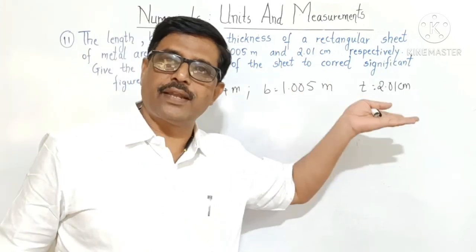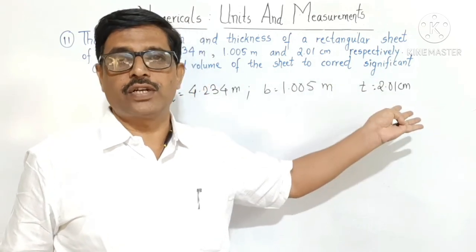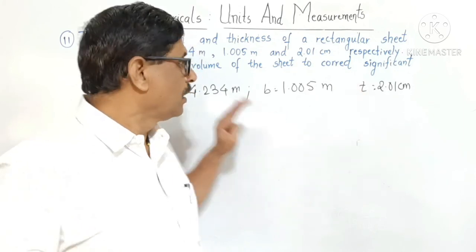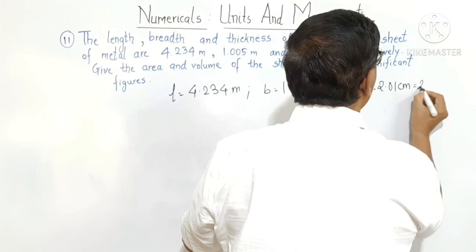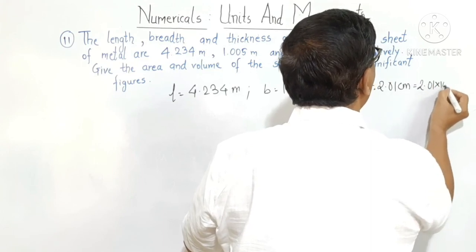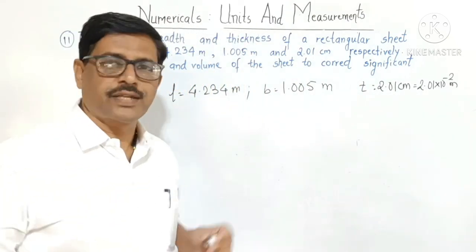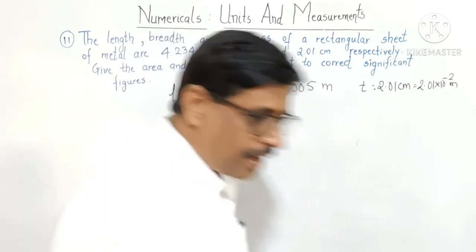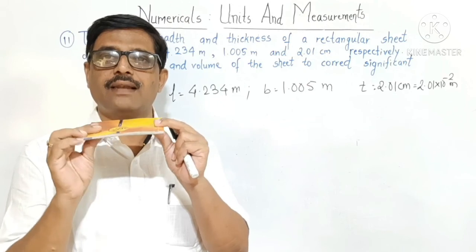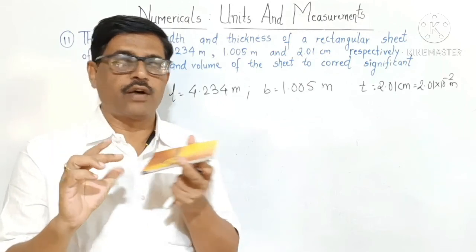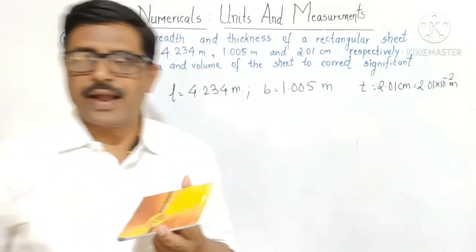In order to solve any numerical, you should write all the given quantities in the same system of units. As the others are in meter, I will convert this into meter, and it should come out to be equal to 2.01 into 10 to the power of minus 2 meter. This is the thickness. Now, if I take this as a metal plate having length L, breadth B, thickness T, what is asked in the numerical is to give the area and the volume.